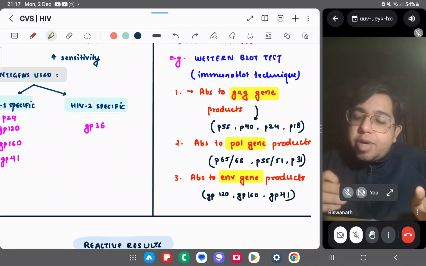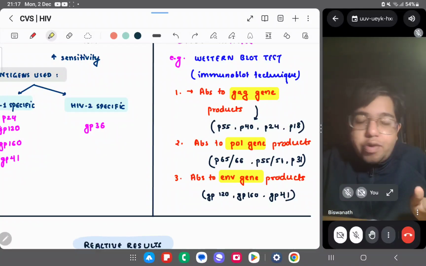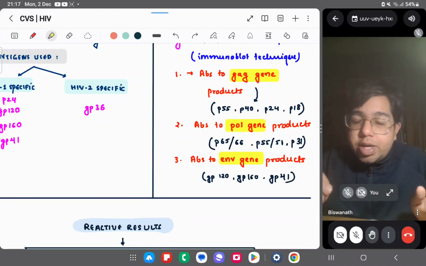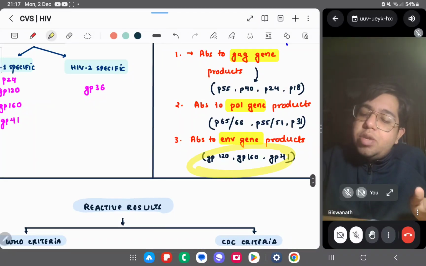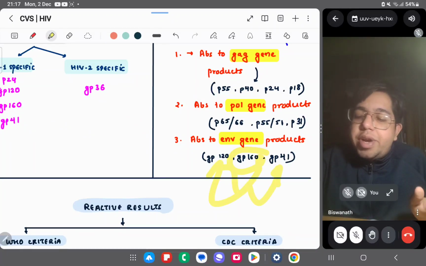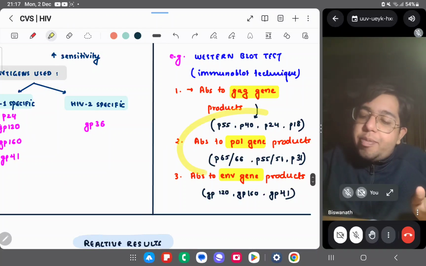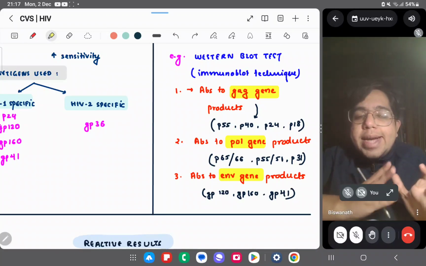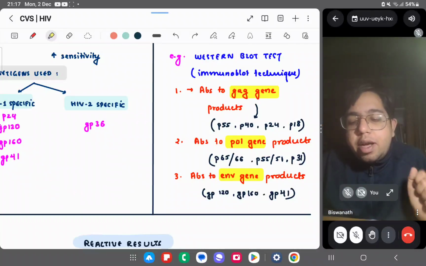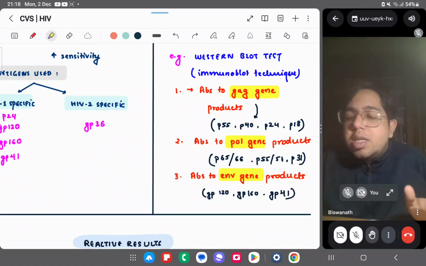So antibodies to the GAG gene you can remember by P55, P40, P24, P18. Pol gene, 65, 55. And the Env gene, you know, GP120, GP160, GP41. GP160 is basically splitting into 120 and 41, so just remember these. Say with me: GAG gene we have 55, 40, 24, 18. And Pol gene we have 65, 55. Just remember this.